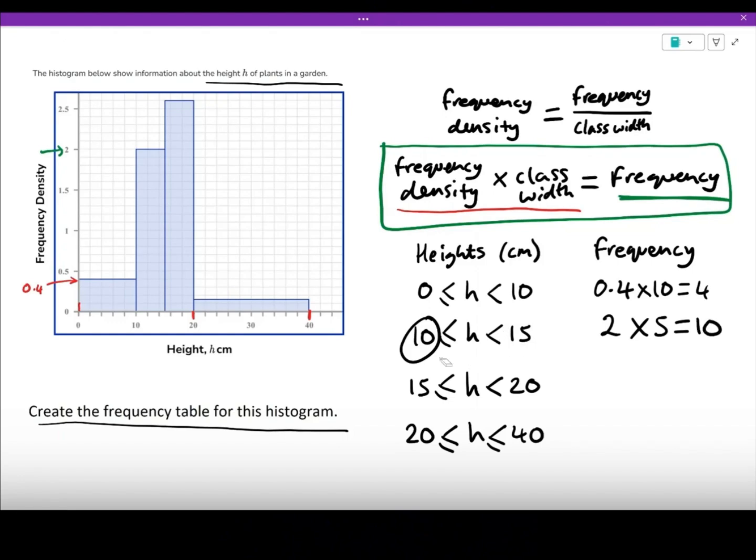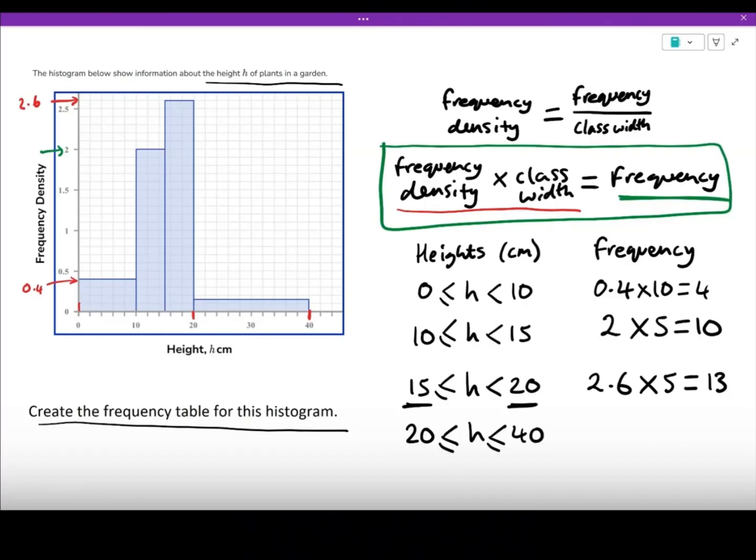Now let's consider our third bar, which is even taller. Okay, it goes up to this height up here, which should be one box above 2.5, so that's going to be 2.6. So we need to do 2.6, our frequency density, times our class width, which is the difference between the 15 and the 20, so 5. And then 2.6 multiplied by 5 would be 13, which is our frequency.